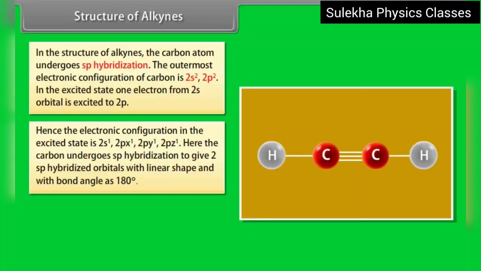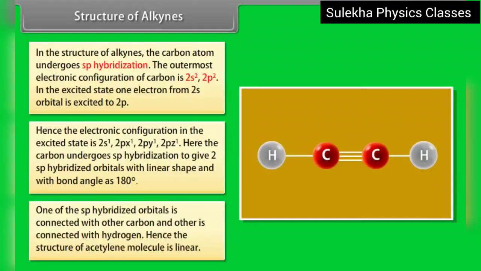Here, the carbon undergoes sp hybridization to give 2 sp hybridized orbitals with linear shape and with bond angle as 180 degrees. One of the sp hybridized orbitals is connected with other carbon and the other is connected with hydrogen. Hence, the structure of the acetylene molecule is linear.